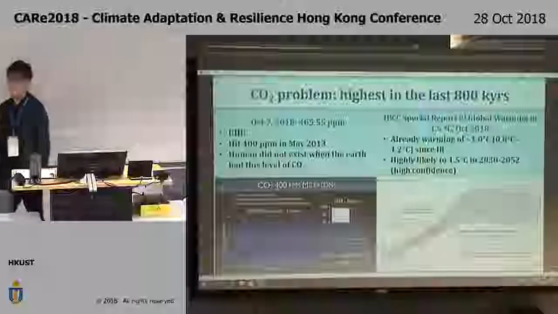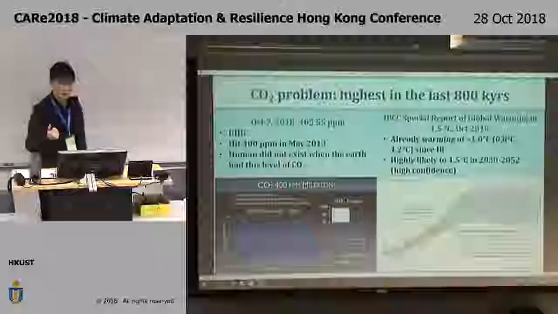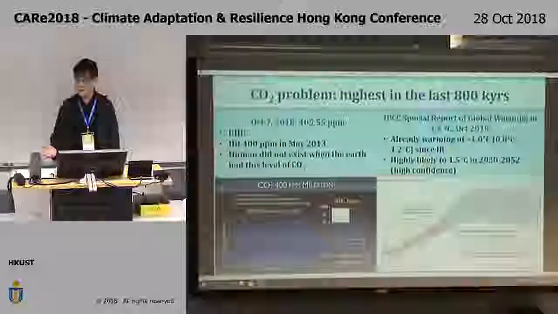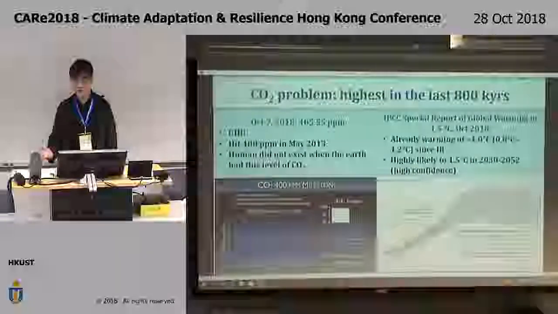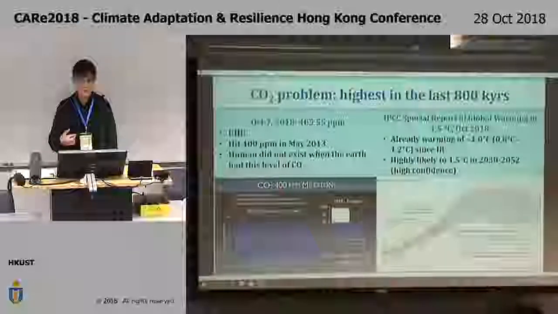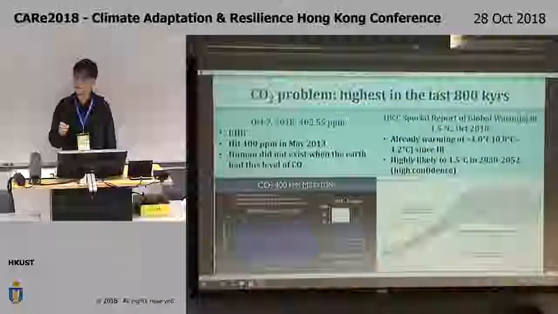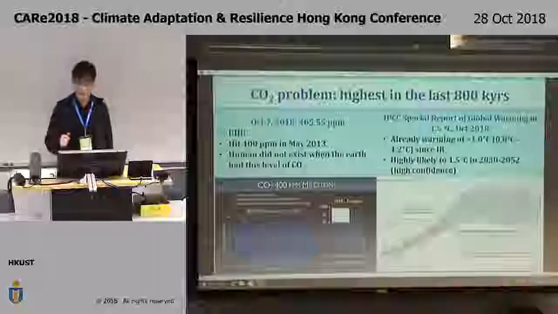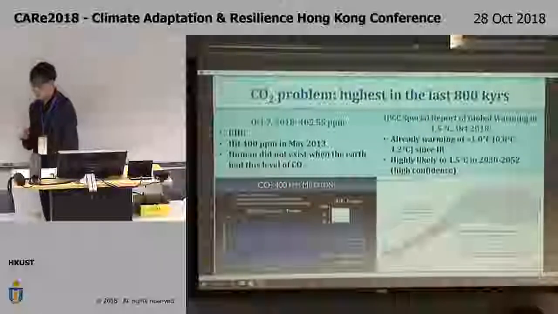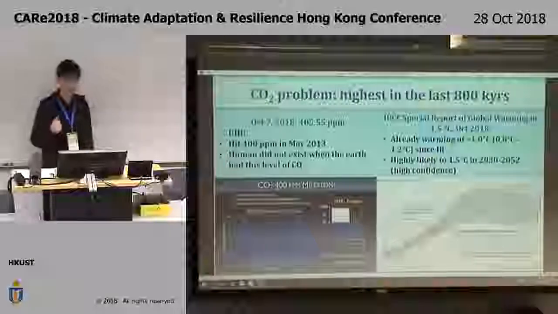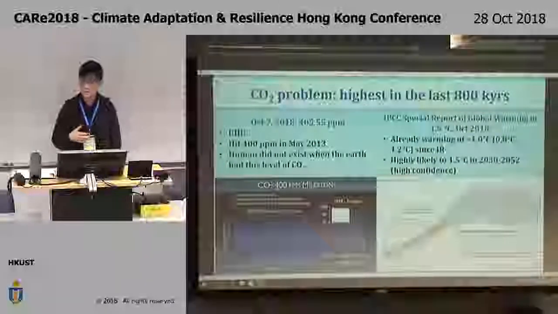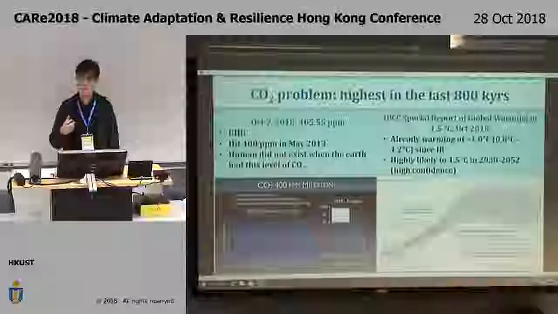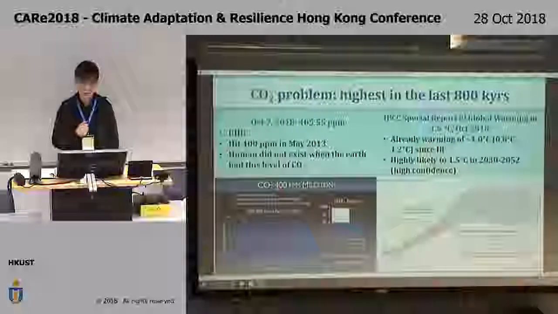We know the CO2 problem. One of these is warming. CO2 is a greenhouse gas, which leads to the warming of the Earth. And we had a milestone in atmospheric CO2 level five years ago, in May 2013, when it hit 400 ppm. This is a milestone because the last time the Earth had this level of CO2, humans did not exist. So this is a dramatic change.